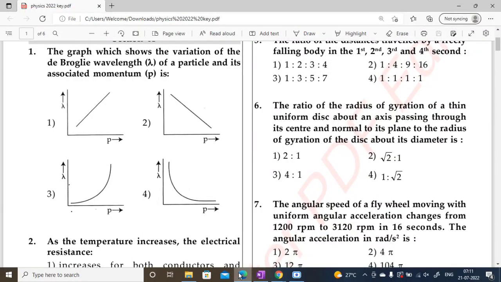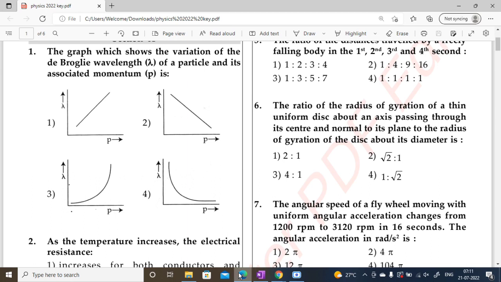Hello students. So today we will be discussing the key for our 2022 NEET paper, right? Regarding the physics part, if you wrote the exam, you would have felt it was very easy this year, right?